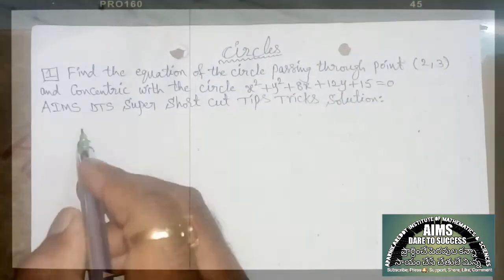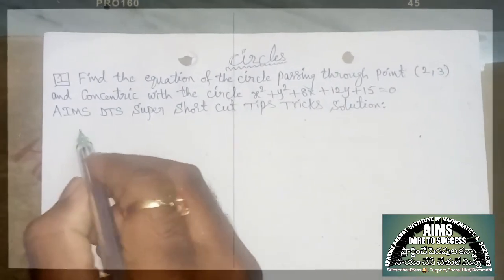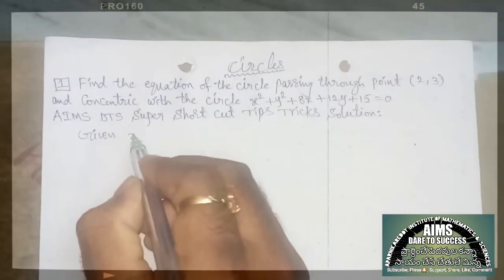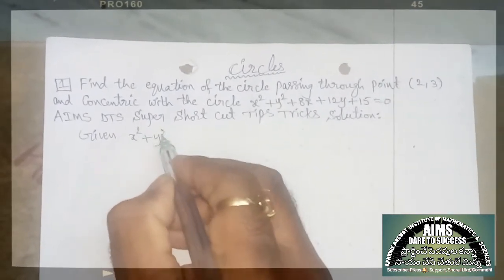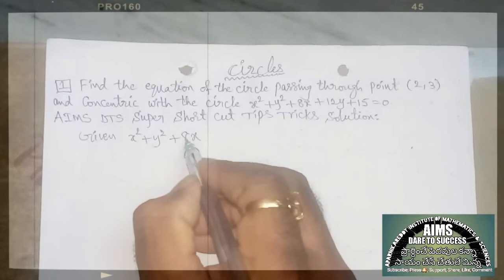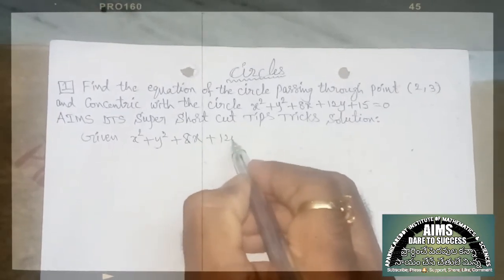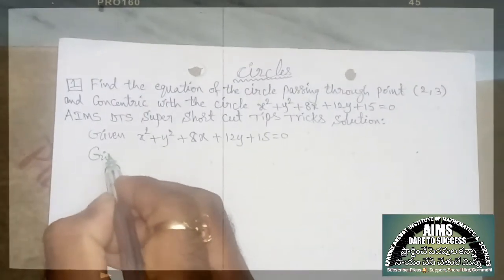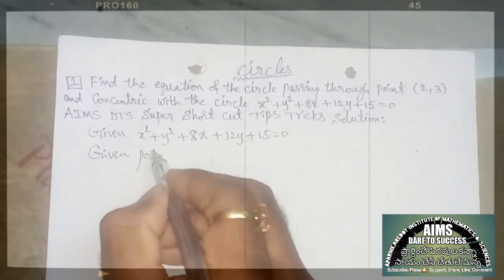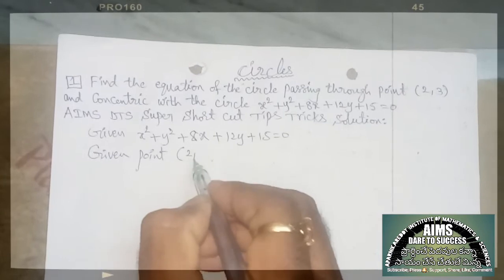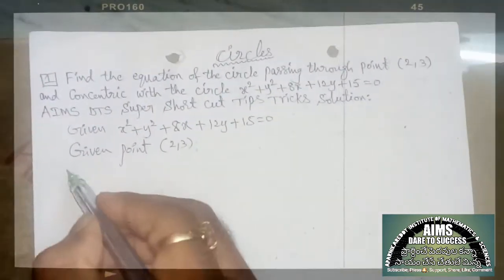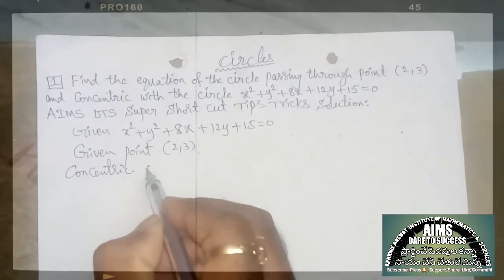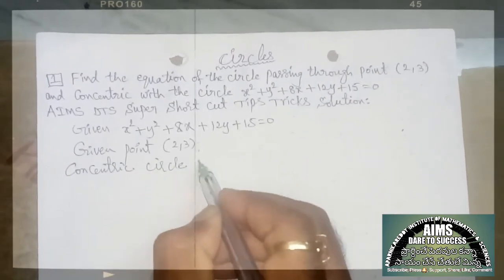Super shortcut tips and tricks solution. So first of all, write the given circle. The circle is x square plus y square plus 8x plus 12y plus 15 is equal to 0. Next, the given point is (2, 3). Now I wanted to write the concentric circle formula.